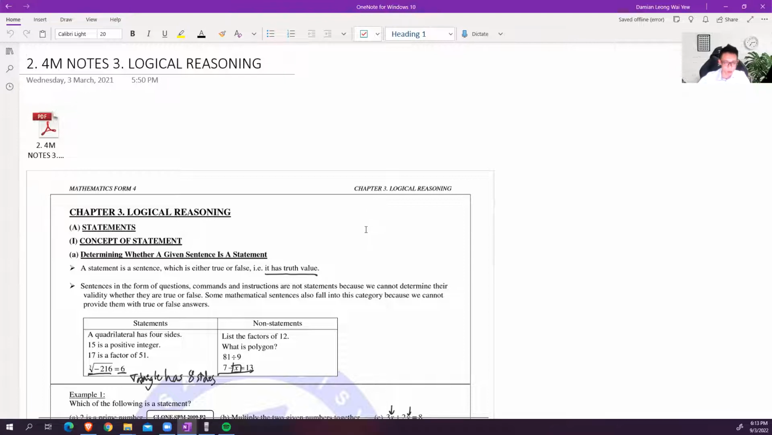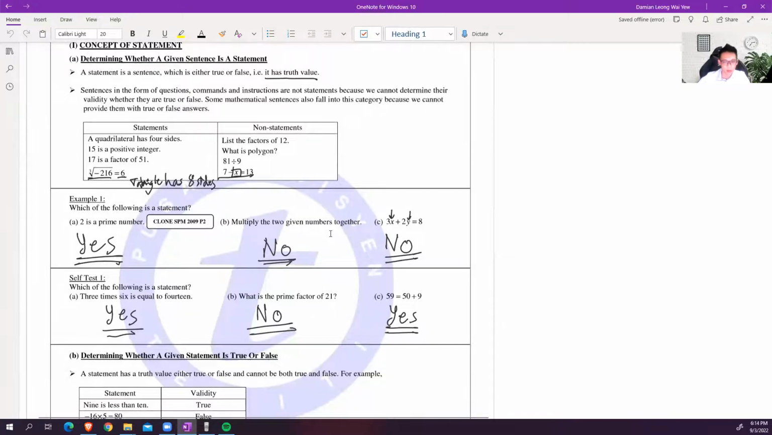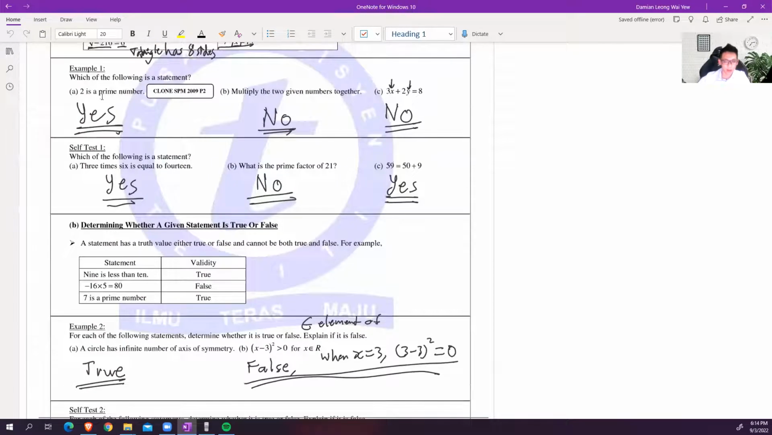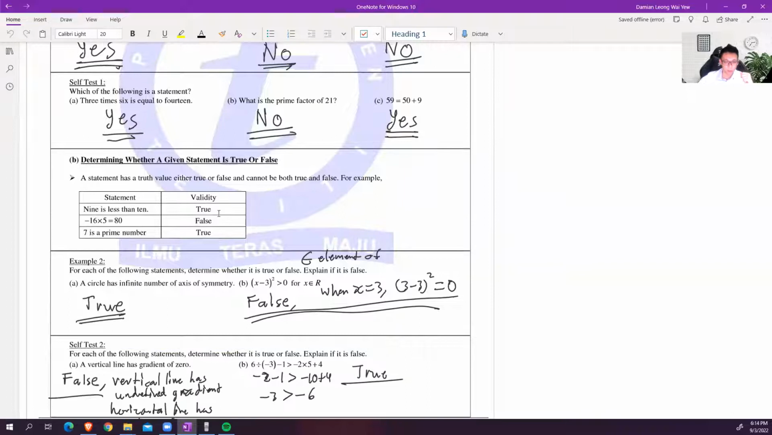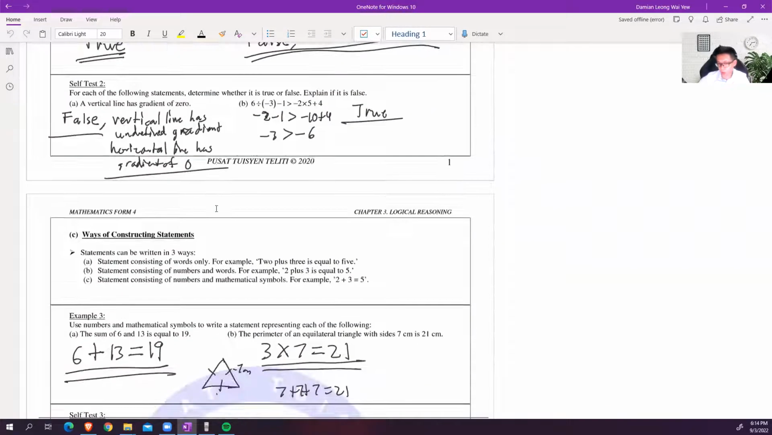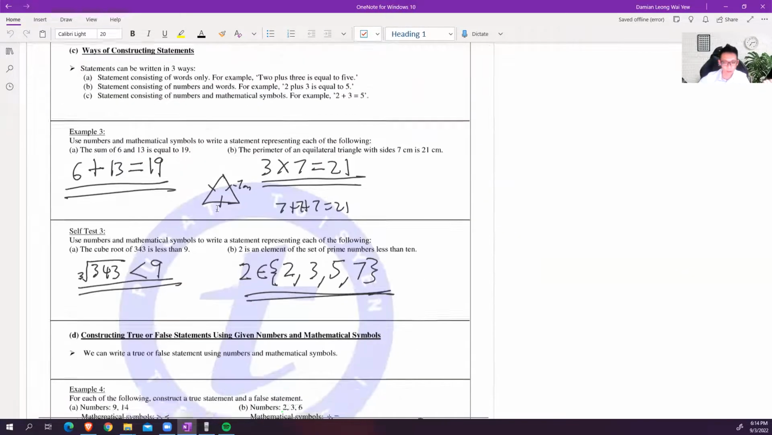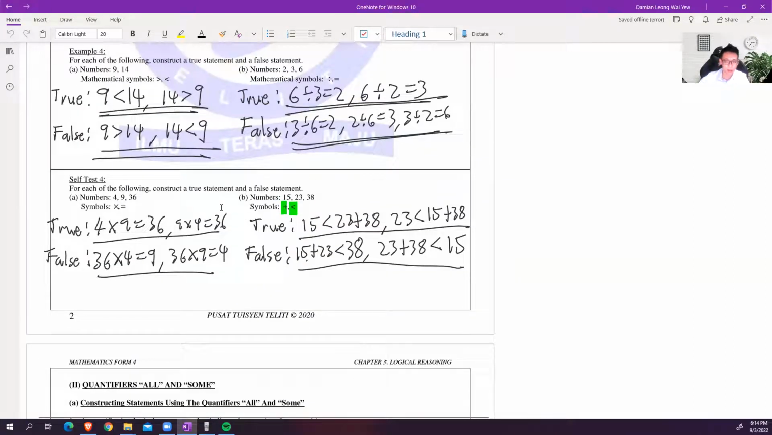most of it shouldn't be difficult as well. Like they'll ask whether something is a statement or not, whether a statement is true or false. Those you can answer logically. Statement or not is just whether you can say it's true or false. If you can say it's true, you can say it's false, means it's a statement.